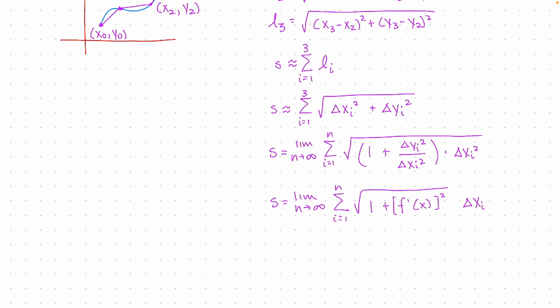And now this looks like a Riemann sum that we can rewrite as a definite integral. And that's where we get our formula for arc length, which is the integral from a to b of the square root of 1 plus f prime of x squared dx. And that is arc length. Yay!